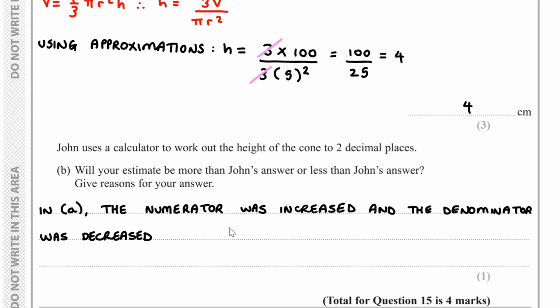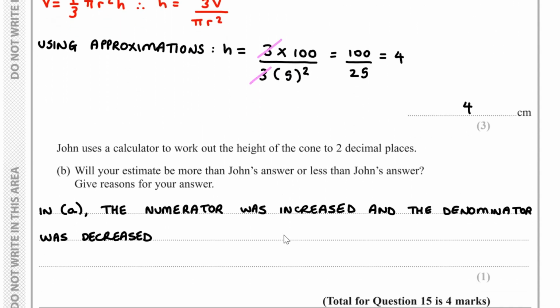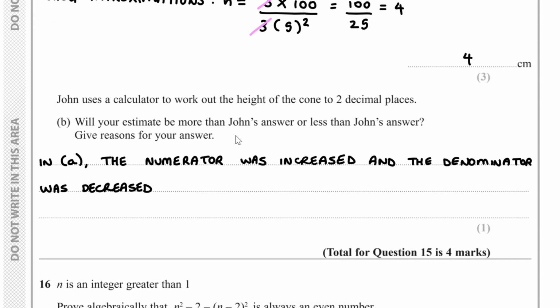Well, in part A, the numerator was increased, and that makes sense because the 98 here, which was the volume, was rounded up to 100, and the denominator was decreased, and that makes sense because pi was rounded down to 3 and the radius of 5.13 was rounded down to 5. So therefore we have a larger estimate than the actual value.